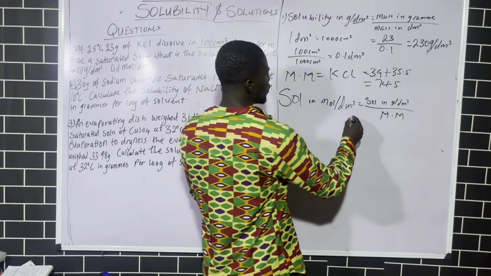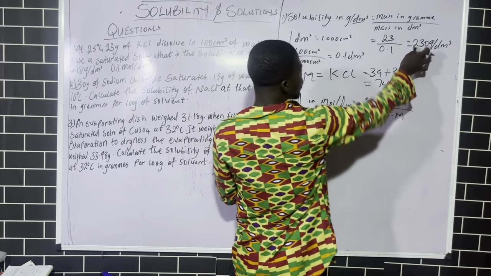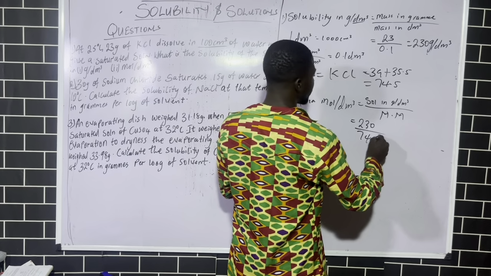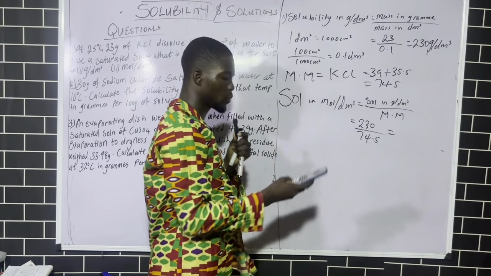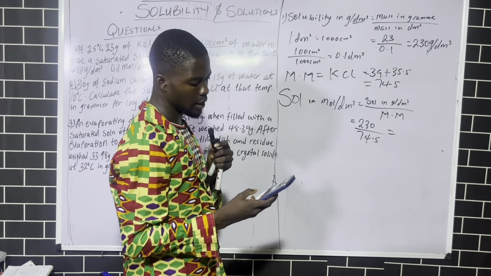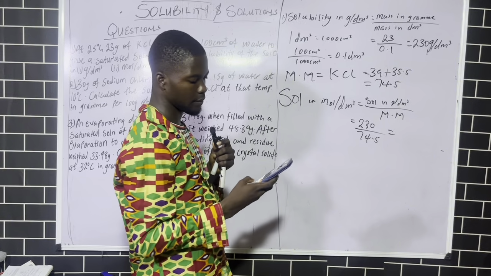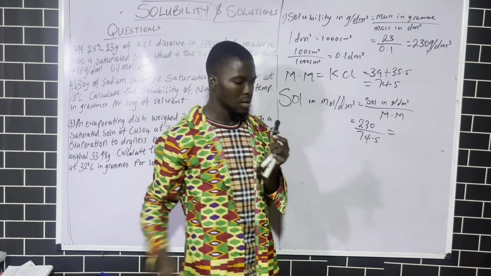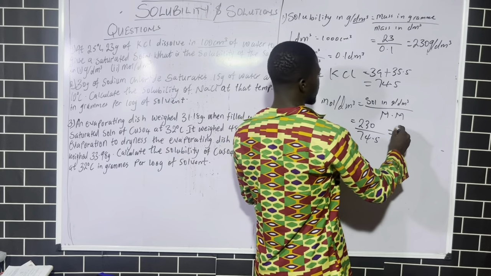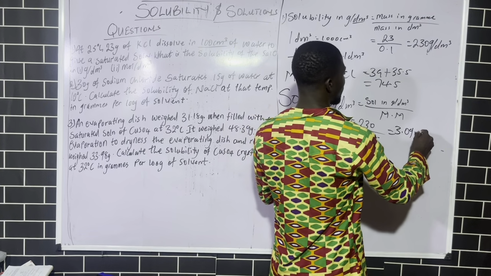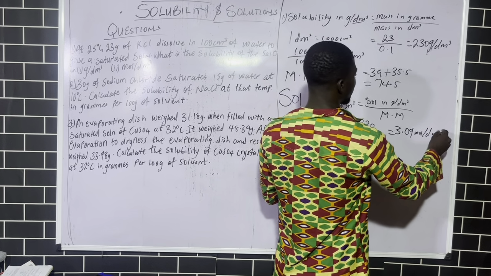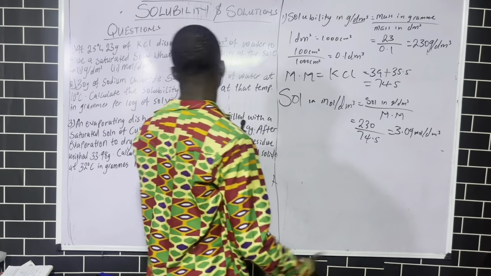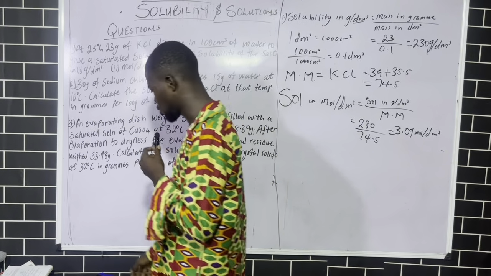Are you following me now? So solubility in gram per dm cube we already got here is 230. The molar mass we already got here is 74.5. Then press your calculator: 230 divided by 74.5 is 3.09. So the solubility in mole per dm cube is 3.09 mole per dm cube. Are you following me? That's how we got the answer to that. It's not difficult. Let's check number 2 question.